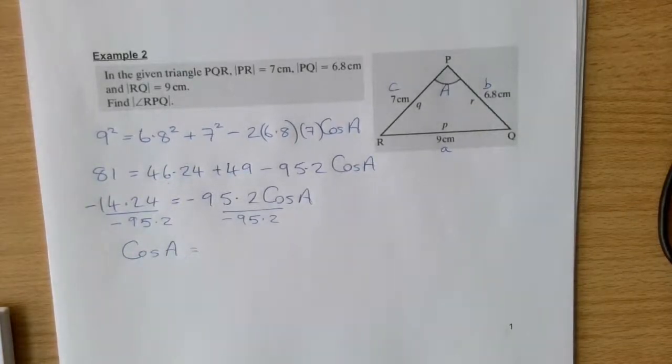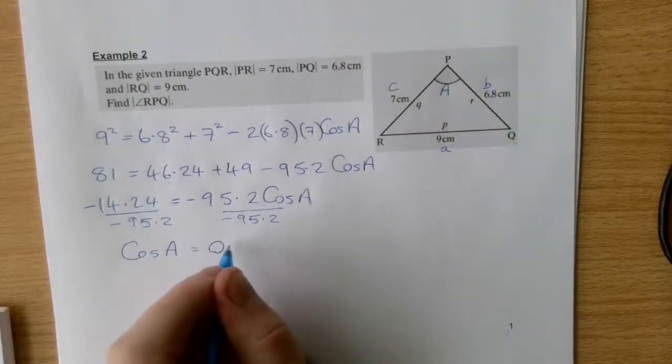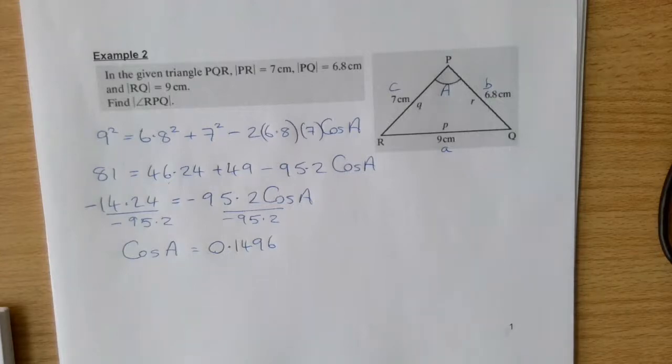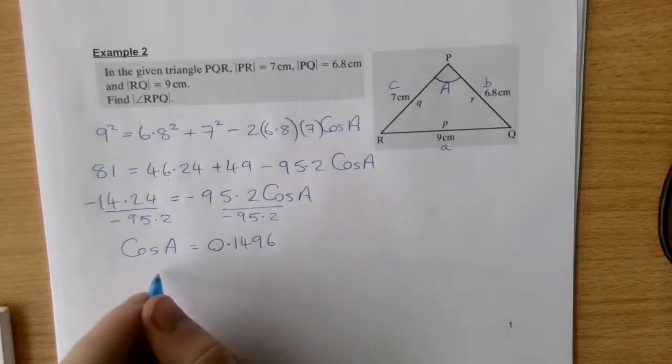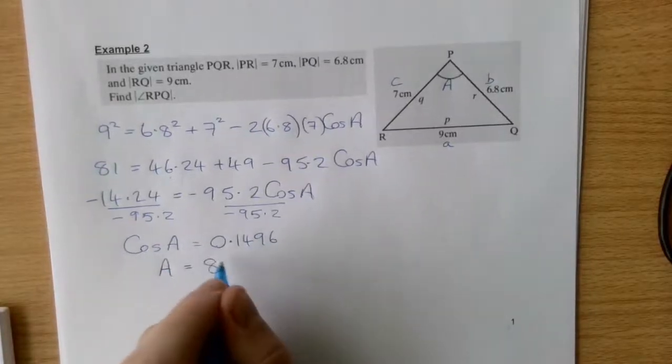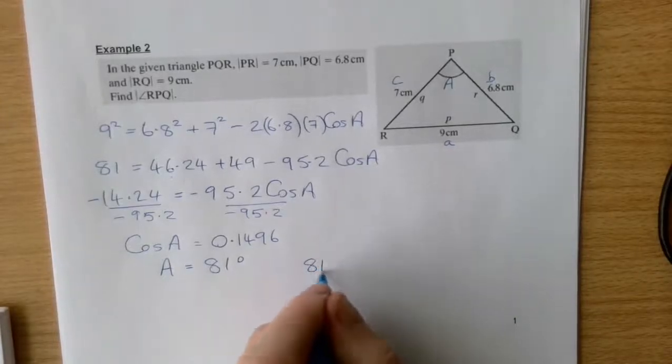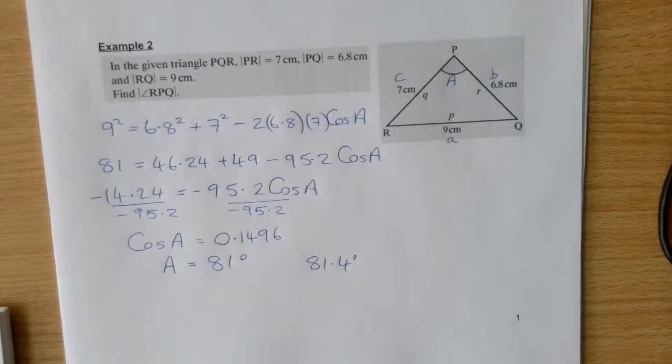So then cos A is equal to 0.1496, and then to get that angle, it's going to be the cos inverse of 0.1496, and that is equal to 81 degrees. Now you can, if you like, round it to 2 decimal places, 81.4 degrees. It doesn't tell us what way to round it, so we can just leave it either way.